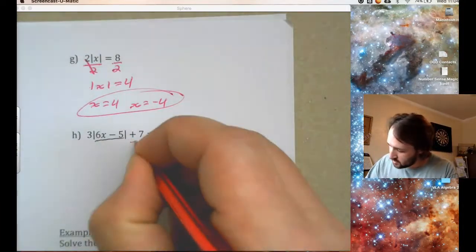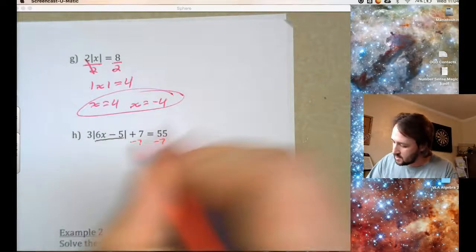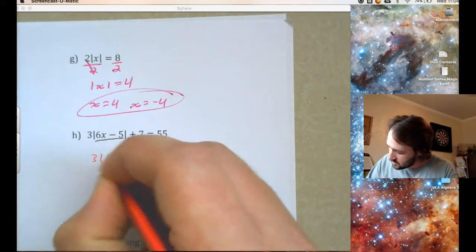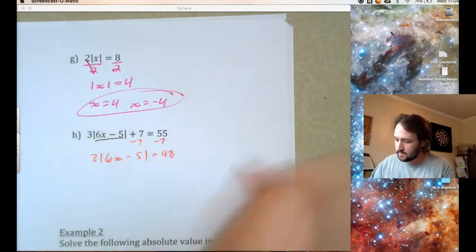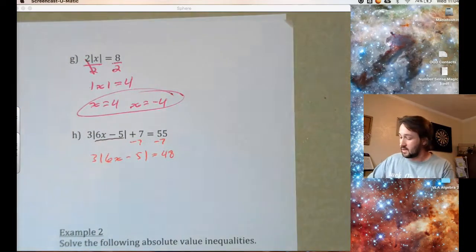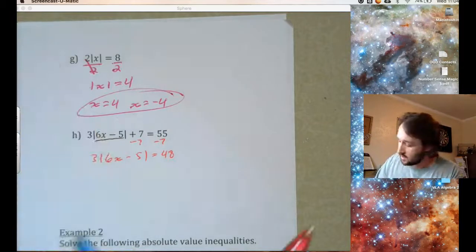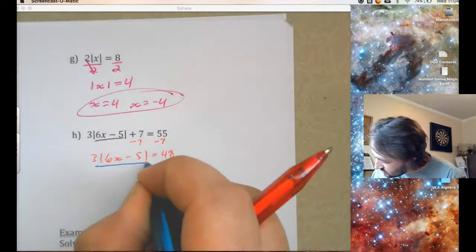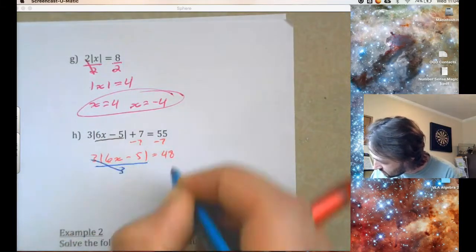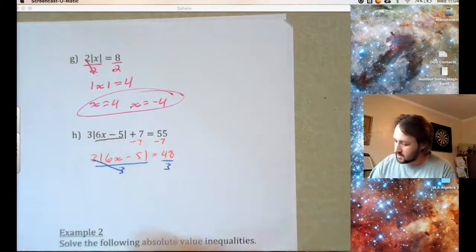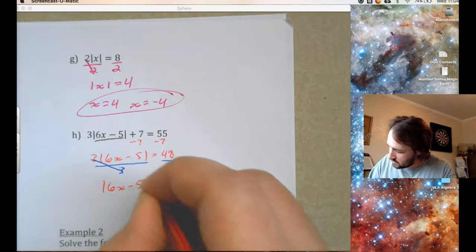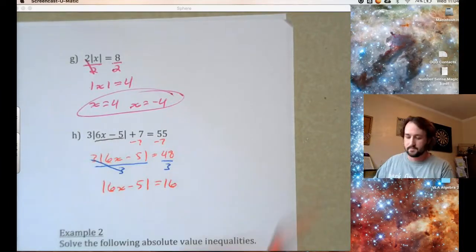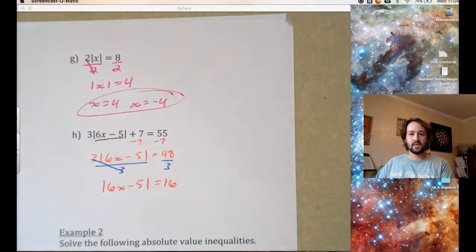So I would subtract this 7 first, such that I have 3 times the absolute value of 6x minus 5 equals 38, right? So now to get rid of that 3 that's multiplying, I'm going to divide by 3 on both sides. All right, so now I have the absolute value of 6x minus 5 equals 16. Now the absolute value is by itself, so now I can continue solving this thing.